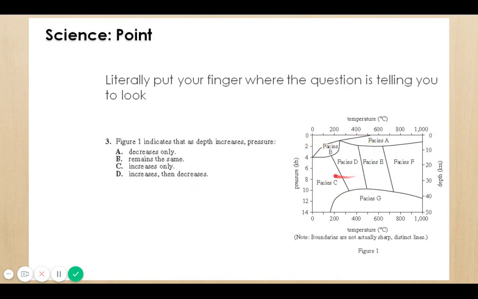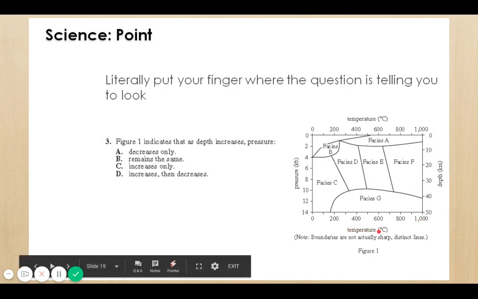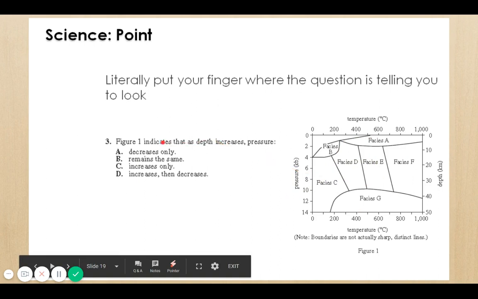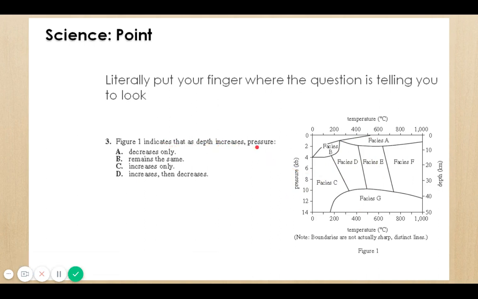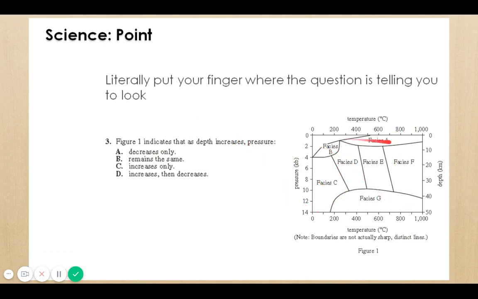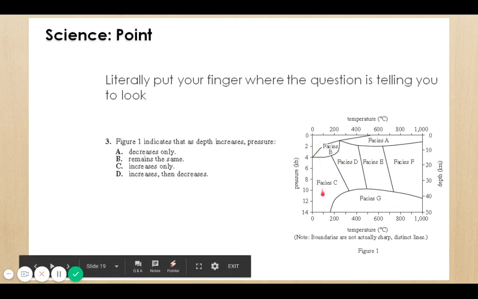And then again, I would look at this before I go to the questions: temperature, depth, temperature, and pressure. And then I have all these fancy words. So figure 1 indicates that as depth increases, so I'm going to figure as depth is increasing, here was depth, and for it to be getting bigger, I'm actually coming down. So as depth comes down, what happens to pressure? So pressure, as I'm coming down and depth is getting bigger, pressure is actually getting bigger too. So it would be increases only.